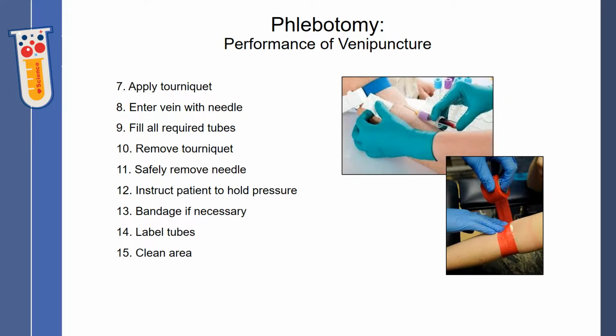Ensure that all your tubes are adequately filled. Remove the tourniquet and then remove the needle. Tourniquet first, then needle. Instruct the patient to hold pressure if they are able, and during that time, you can use that time to discard your needle. If it's necessary, put a bandage on your patient.